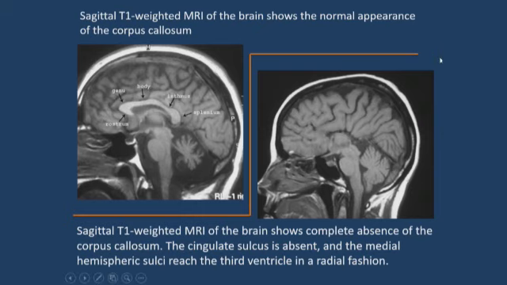But this is just looking at an MRI of the brain showing the normal appearance of the corpus callosum, so you can see the different structures. So this is our cavum septum pellucidum here, and then this is the corpus callosum. It's a little band of tissue.